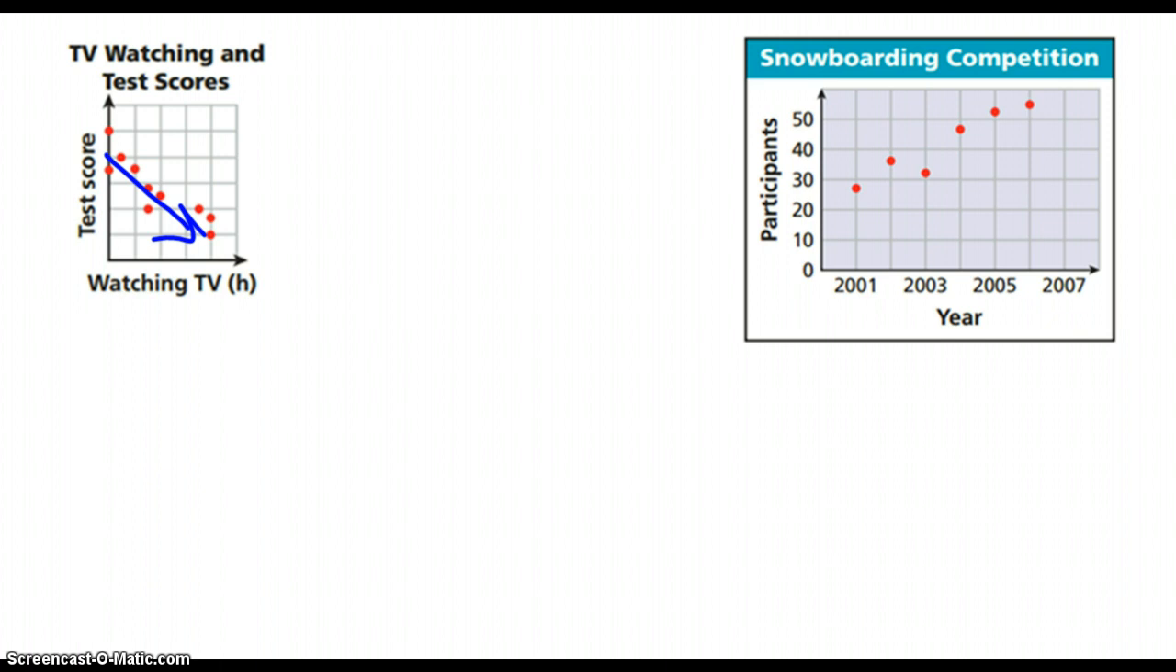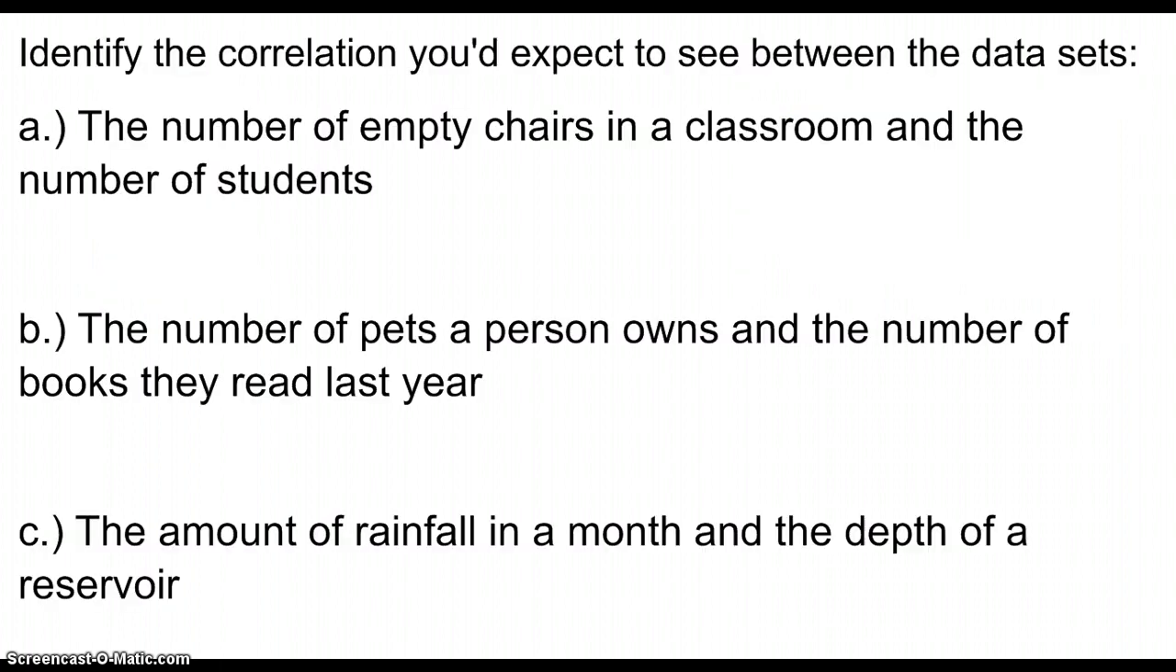If we look at the graph on the right, we appear to have a positive correlation, meaning that it's talking about snowboarding competition and the number of participants. That must mean that over the years, snowboarding competitions have gained popularity, and more people are joining those competitions as time goes on. And then lastly, sometimes you don't even need to look at a scatter plot. You can identify a correlation just based on what you're talking about.